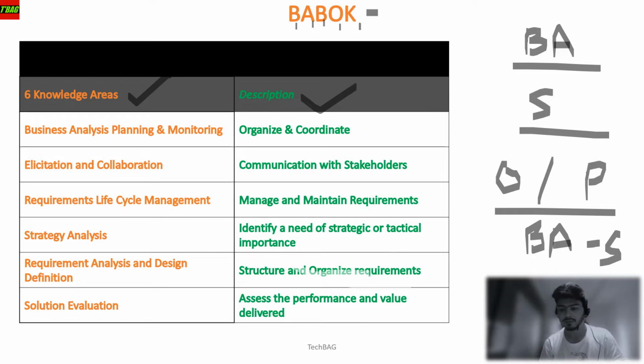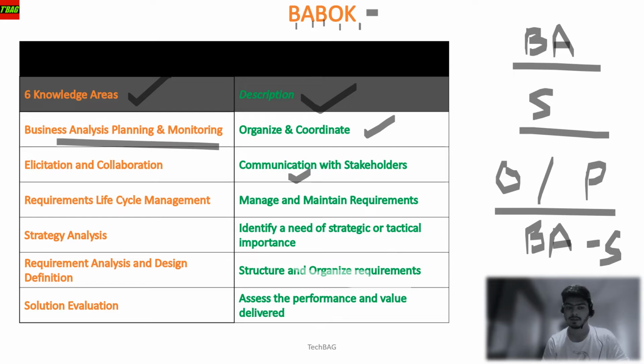But at a high level, Babok has the 6 knowledge areas. The first is business analysis planning and monitoring. It would help a business analyst to organize and coordinate with the stakeholders, coordinate with the projects, how to organize the tasks, and how to organize the initial step of planning. So all these things will be covered in this chapter. Coming to elicitation and collaboration, this helps a business analyst to maintain a relation with the stakeholders, to collaborate with them, and to understand all the requirements.